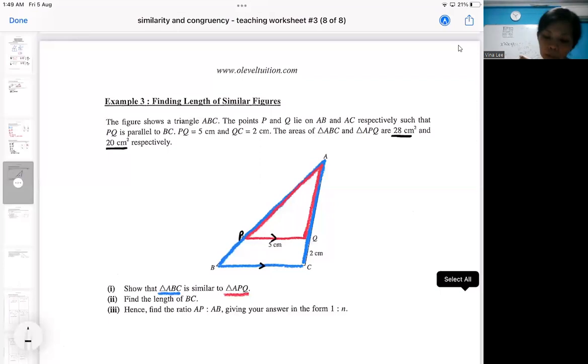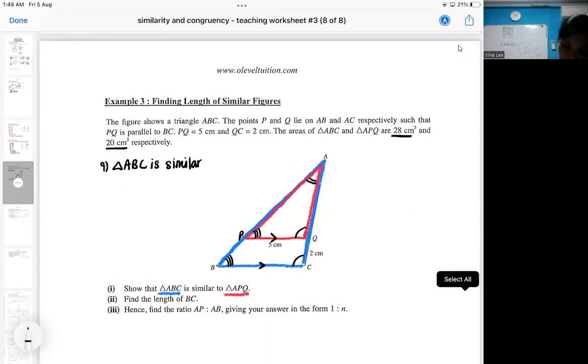In this question, you will see a common angle and you can see a corresponding angle because of the parallel line. So I'm not writing out the proof for you, but I think you can see that you can do AA or AAA, common angle and a corresponding angle. That will be enough for you to prove the similar triangle. So I'm not going to be writing it out.